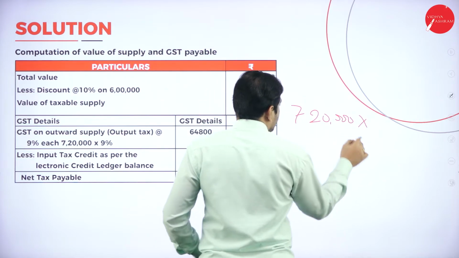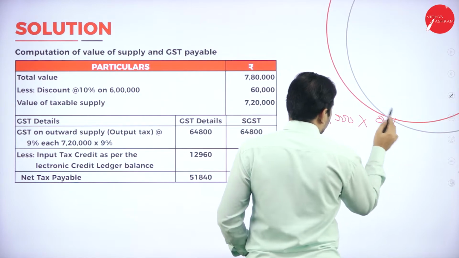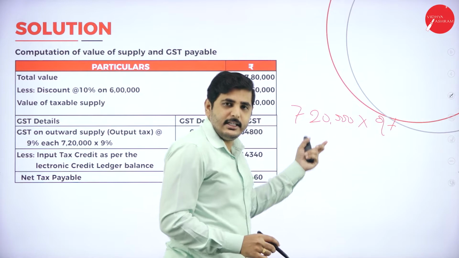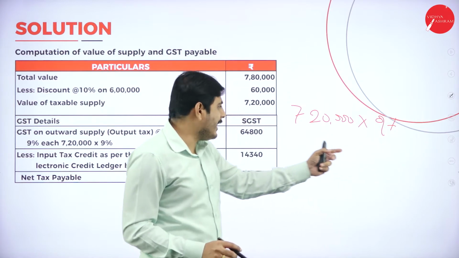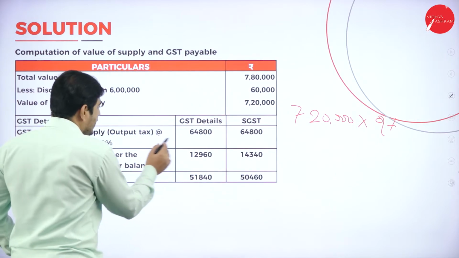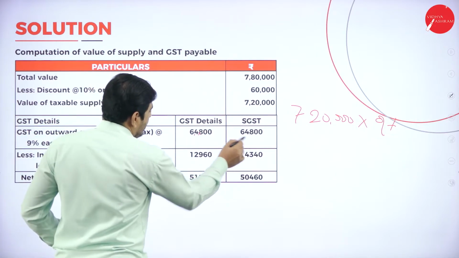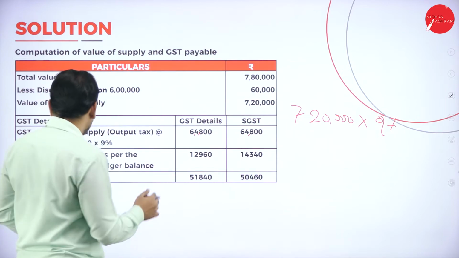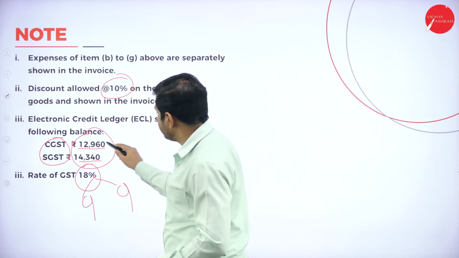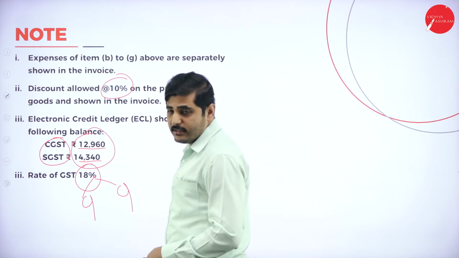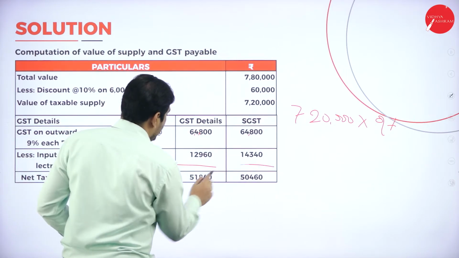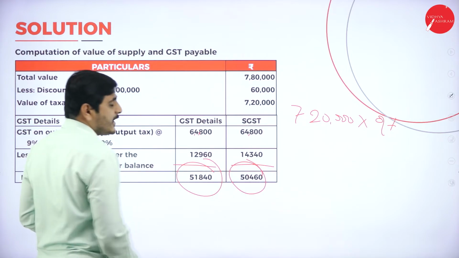7,20,000 into 9%, or if you want to calculate total GST, you can calculate 18%. Later we can divide it into CGST and SGST, or we can directly calculate 9% CGST and 9% SGST. So 9% CGST is 64,800, and the remaining 9% SGST is 64,800. Again, the electronic credit ledger is showing 12,960 and 14,340. So deduct this amount, 12,960 and 14,340, and the remaining is tax payable to the government.